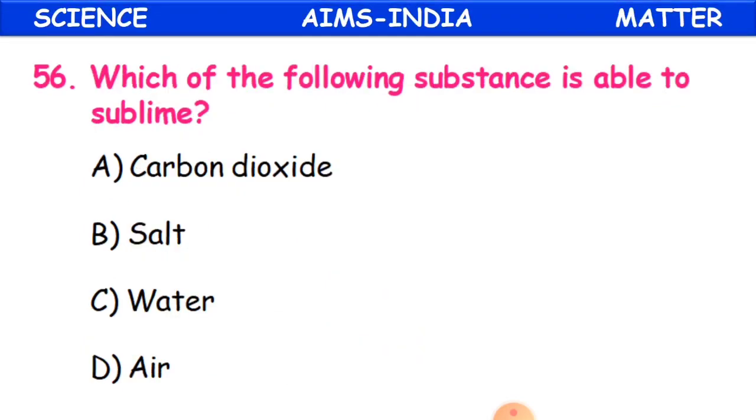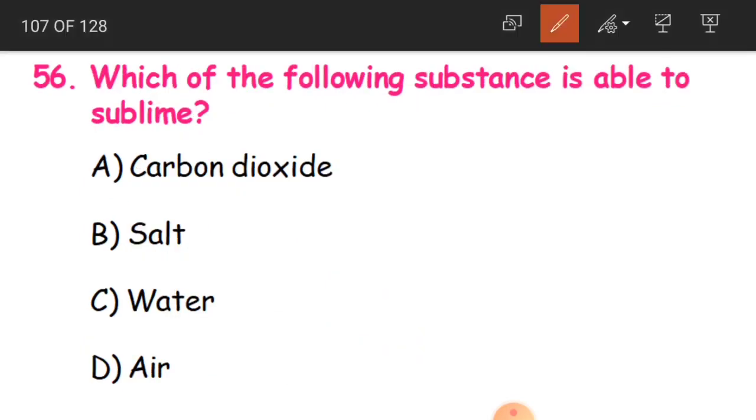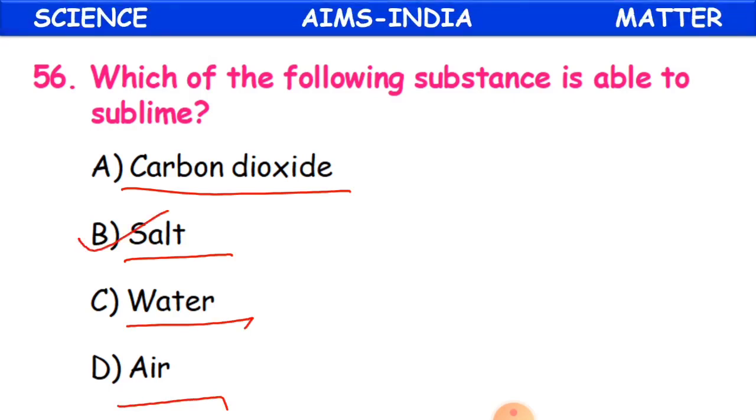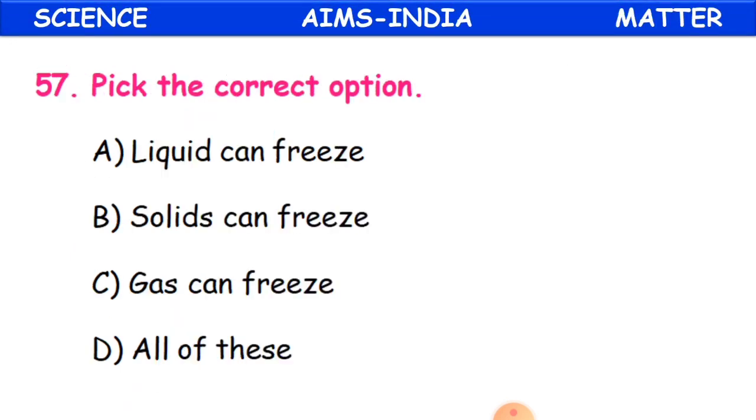Which of the following substances is able to dissolve? That is carbon dioxide, salt, water or air. So which is going to dissolve, children? Salt. Okay, salt. So when you put salt in water, it is going to dissolve.